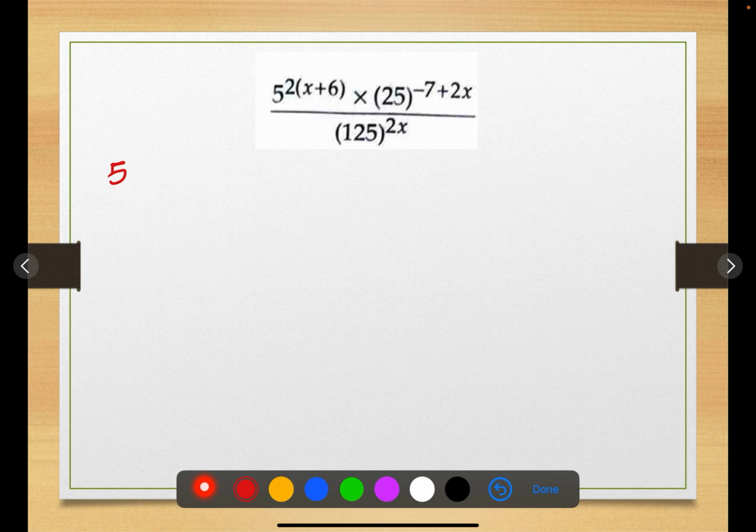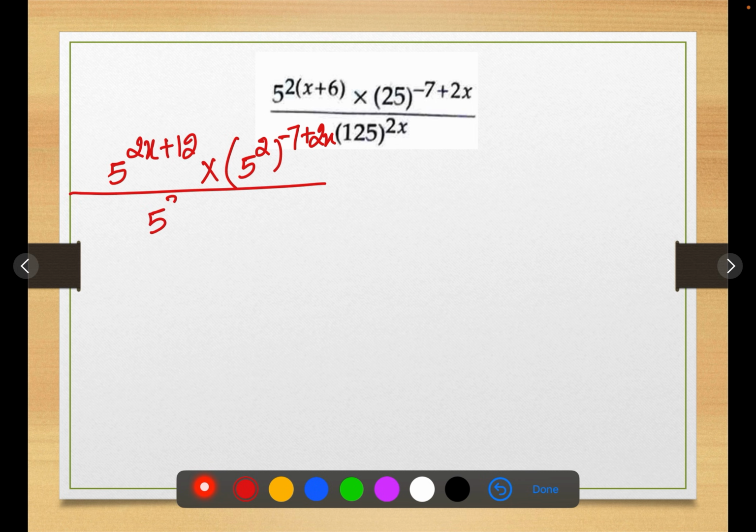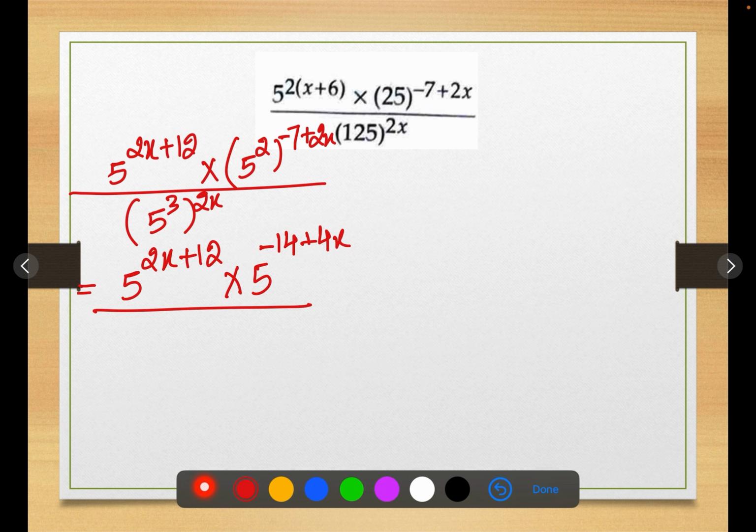So 5, I can see 2 powers, I'll multiply. 25 is 5 to the power 2, to the power minus 7 plus 2x. 125 is 5 to the power 3, with the power 2x. So if you see here, I have converted all the terms in terms of 5. The base is 5 for all now. So 2x plus 12 multiply 5 minus 14 plus 4x, multiplying both the powers, and 5 to the power 6x.